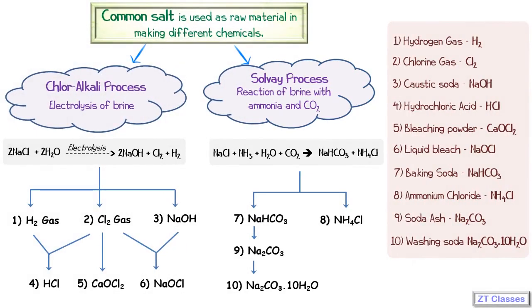Well, let's see our product chart once again. Out of all these products, the products which we can obtain from the chlor-alkali process, those products we have already checked, right? So this part of the products is already finished, and what we are left with is the Solvay process and the products which we can get from the Solvay process, especially baking soda, soda ash and washing soda.